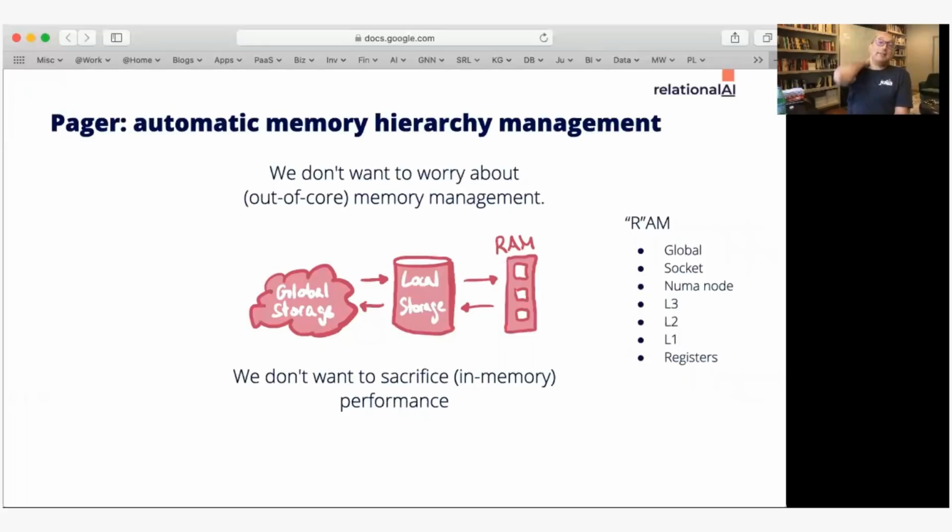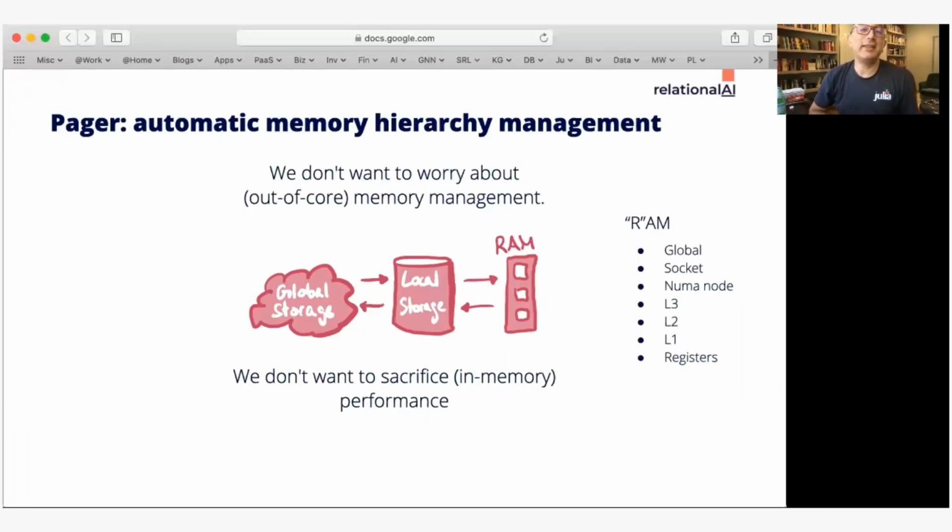The last thing I'm going to talk about here, in terms of immutable data structures, is the pager. The pager helps us do automatic memory hierarchy management, where we don't have to worry if the data set that we're operating on is larger than the memory we have. It basically organizes data into pages and pages them in as they are needed.